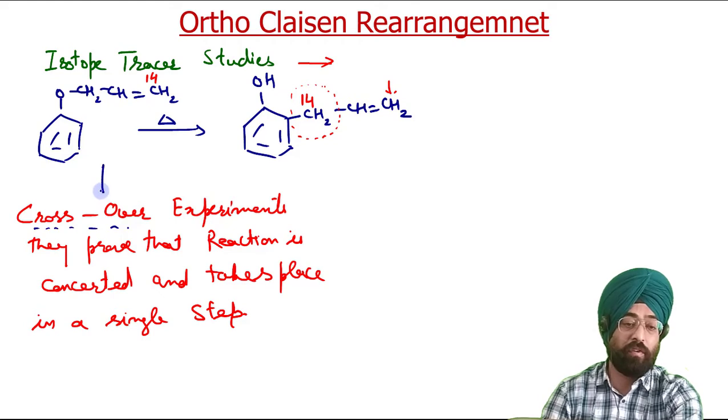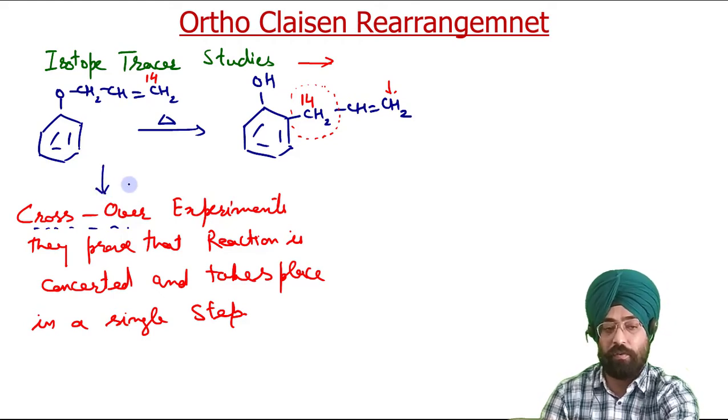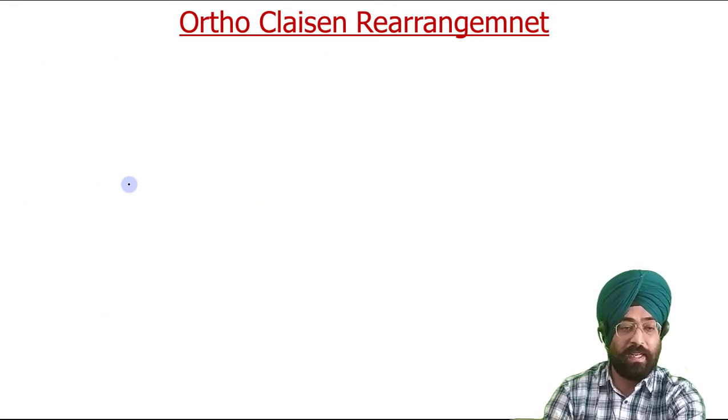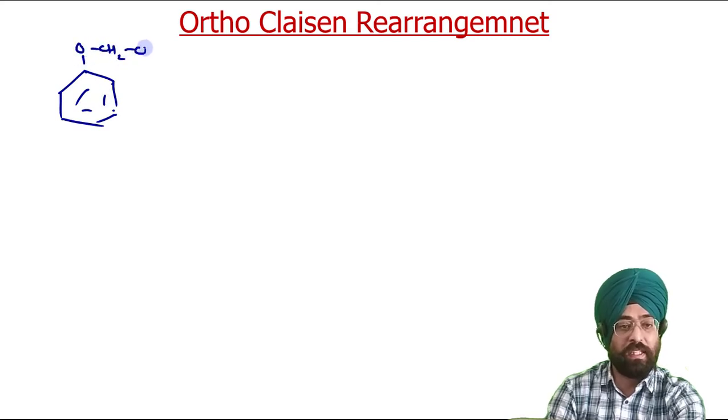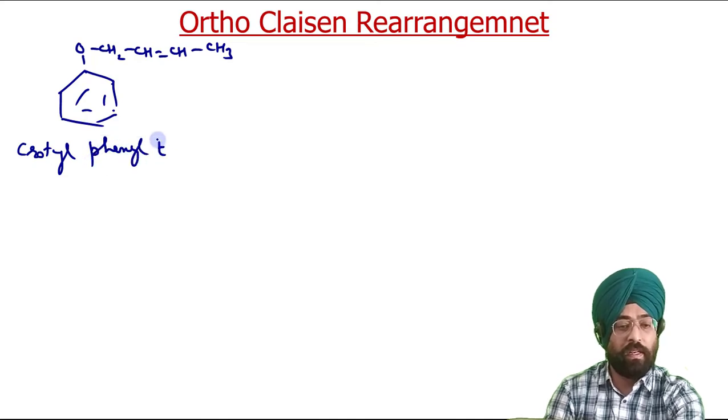So with the help of crossover experiments, we can check whether a reaction takes place in a single step or multiple steps. Now suppose I will write a reactant, and then we have to predict the product. Suppose I have this O CH2 CH double bond CH CH3, this crotyl phenyl ether. So this is your crotyl group, crotyl phenyl ether.